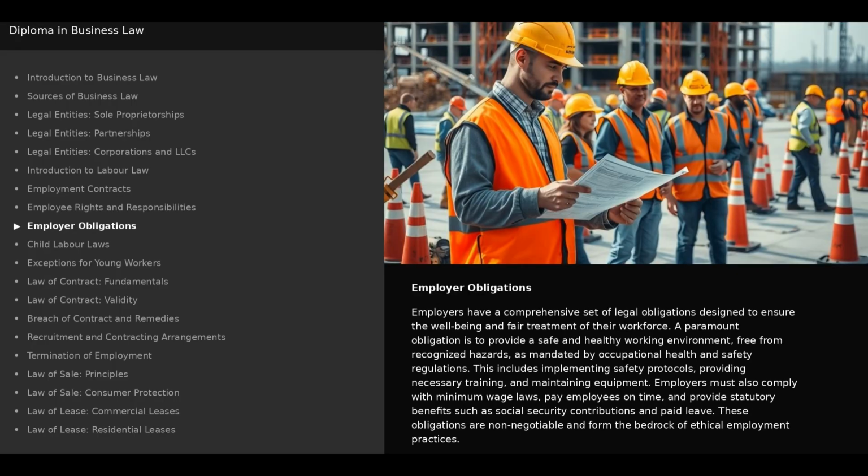Employer obligations. Employers have a comprehensive set of legal obligations designed to ensure the well-being and fair treatment of their workforce. A paramount obligation is to provide a safe and healthy working environment, free from recognized hazards, as mandated by occupational health and safety regulations. This includes implementing safety protocols, providing necessary training, and maintaining equipment. Employers must also comply with minimum wage laws, pay employees on time, and provide statutory benefits such as social security contributions and paid leave. These obligations are non-negotiable and form the bedrock of ethical employment practices.